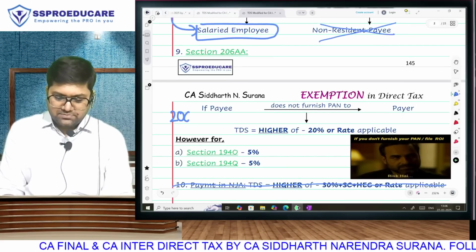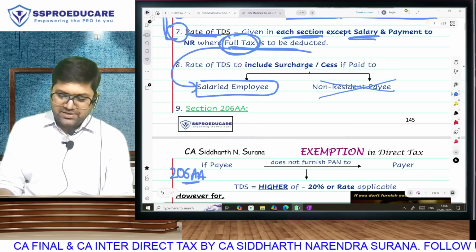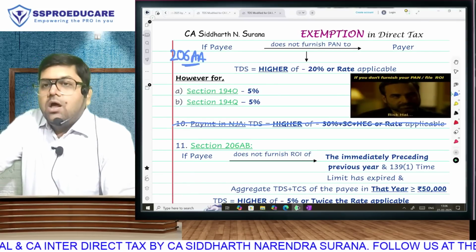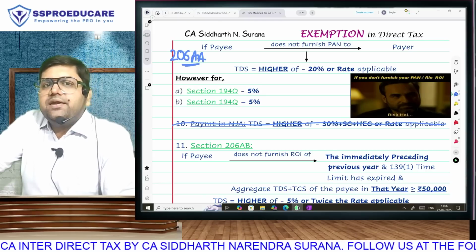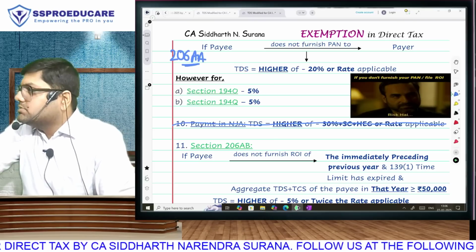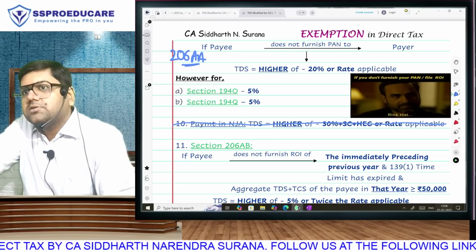206 AA. Means the section number is written here, but there is an overlap. It is going to the previous page. Whose duties? Every duty in TDS is whose duty? The payer has to do all the duties. All duties of the payer: deduct, deposit, etc.